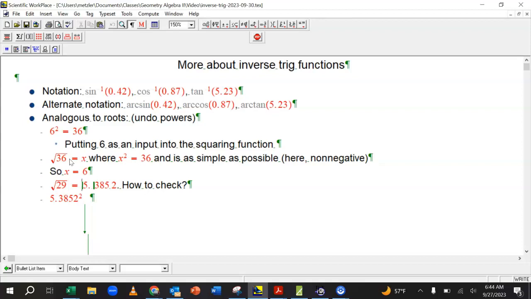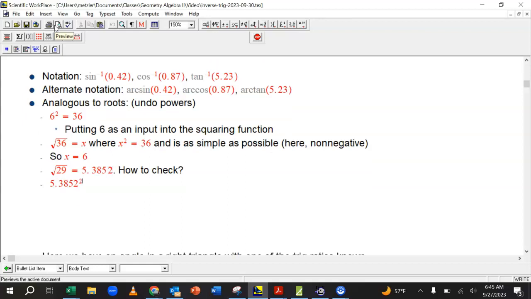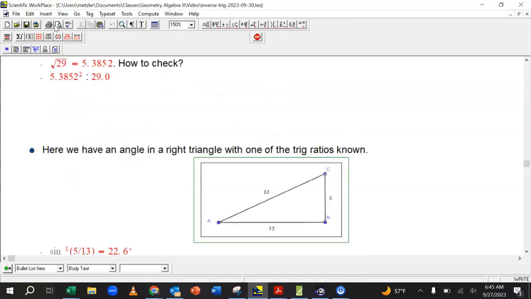Now, more complicated is going to be something like the square root of 29. And the calculator knows that. It is about 5.3852. And how would you check that? Of course, you would calculate 5.3852 squared, and it knows that that's equal to 29. So that's, again, an analogy. We know this operation of squaring and we undo it. That's a very nice analogy for the trig stuff.